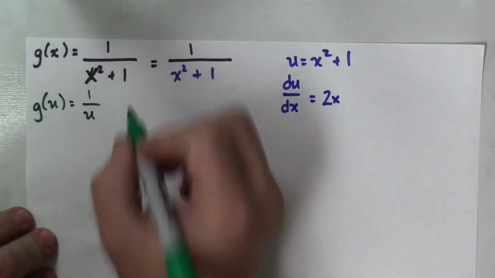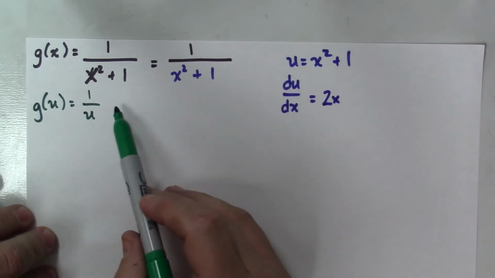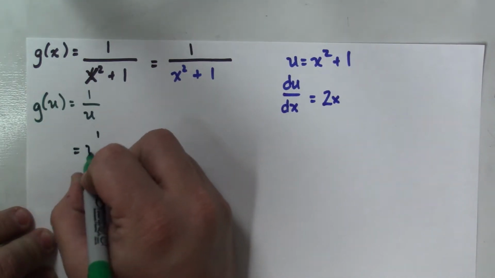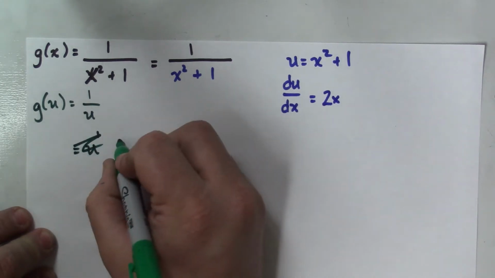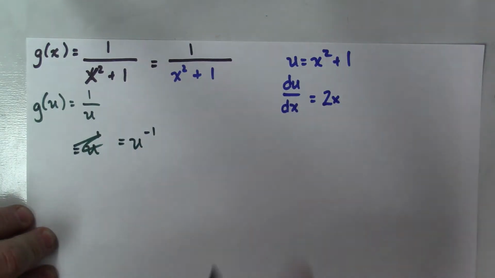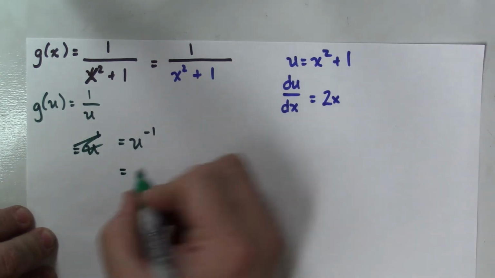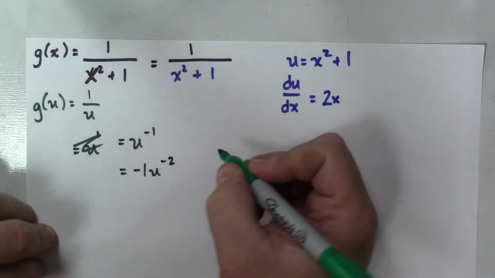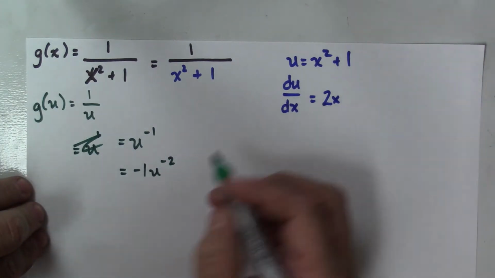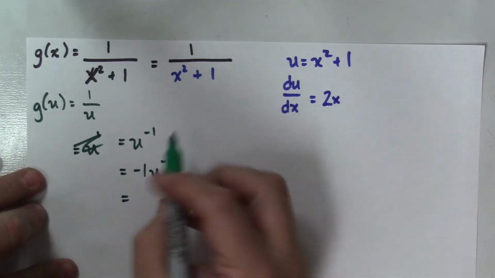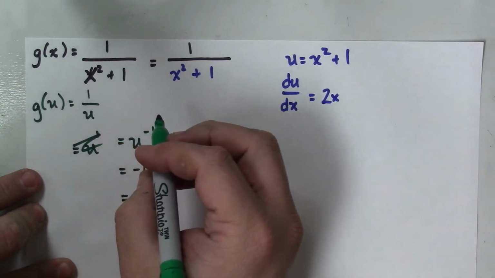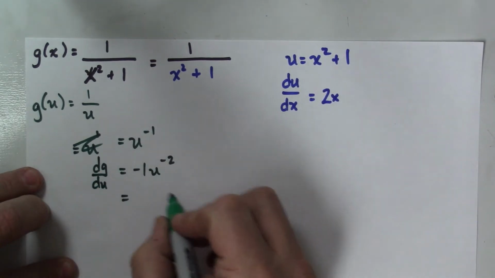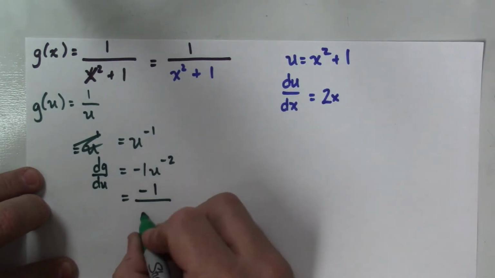And now I'm going to have to evaluate this. Just like I did before with the square root of u as u to the 1/2, I'm going to define 1 over u as u to the negative 1 power. Just like before, using the power rule, I multiply by negative 1 because that's the exponent, and I subtract 1 from negative 1, giving me the power of negative 2, which means that dg du is negative 1 over u squared.